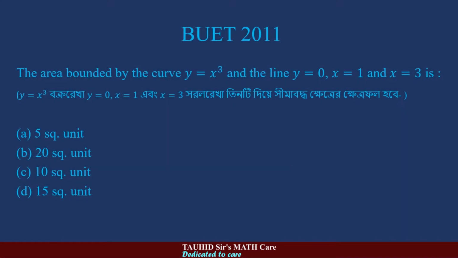The area bounded by the curve y equals x cube and the line y equals 0, x equals 1 and x equals 3 is, there are 4 options here: 5 square unit, 20 square unit, 10 square unit, 15 square unit.